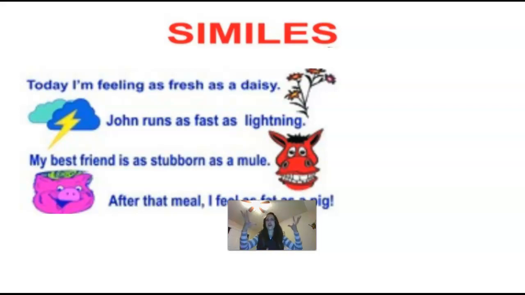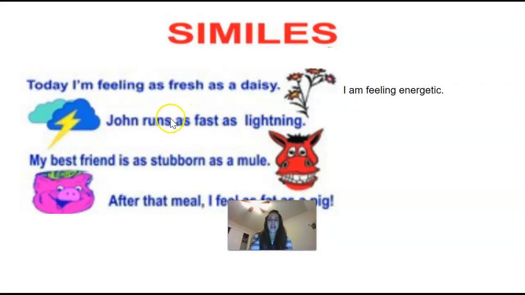Now daisies are fresh and alive. So that means I feel fresh and alive or energetic. So this simile helps me to visualize how I feel. I am feeling energetic. John runs as fast as lightning. We are comparing two very different things. John to lightning.